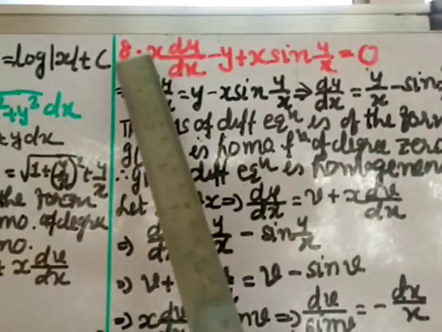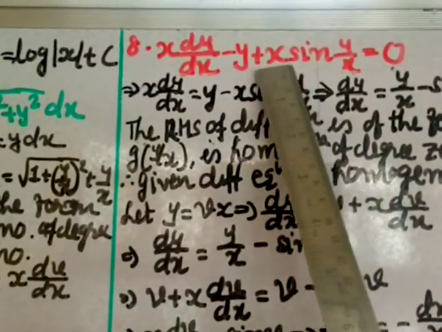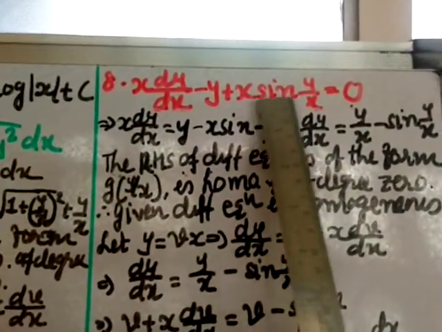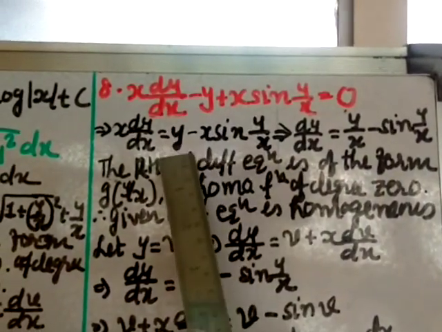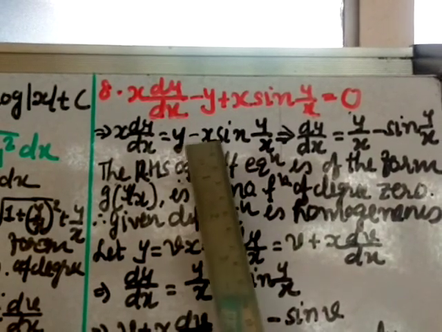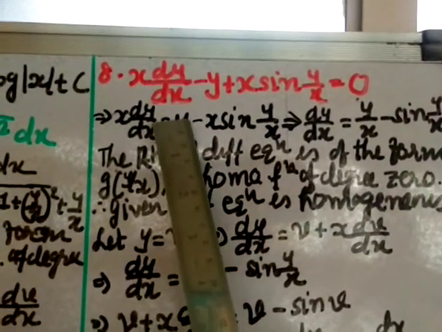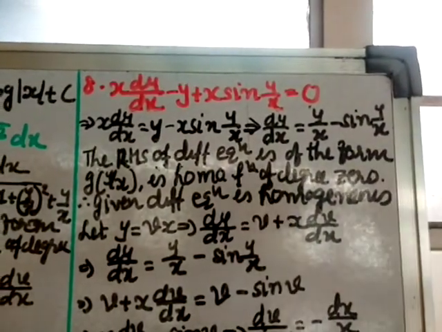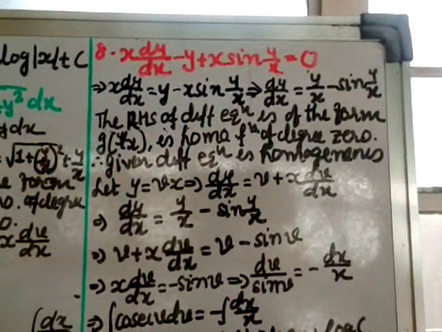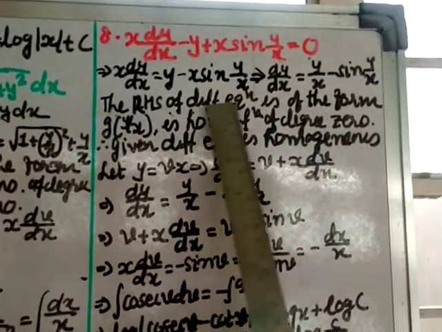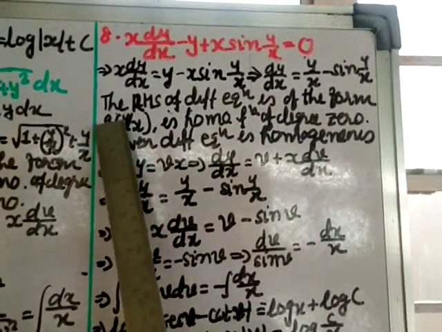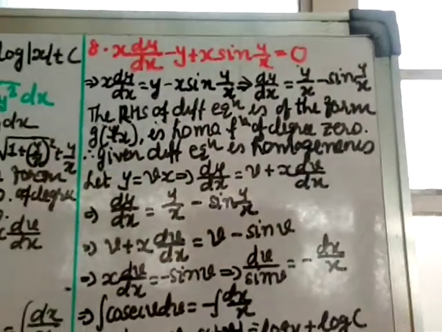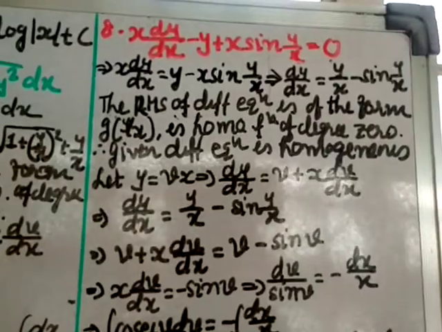Question number 8. x dy by dx minus y plus x sin y by x equal to 0. So this y plus x sin y by x I am transferring here, so y becomes positive, and x becomes negative: x sin y by x. Transfer x here, so y by x minus, and here remains sin y by x. Now this is the right hand side, which is of the form g of y by x. The right hand side of the differential equation is of the form g of y by x. Therefore it is a homogeneous differential equation of degree 0.